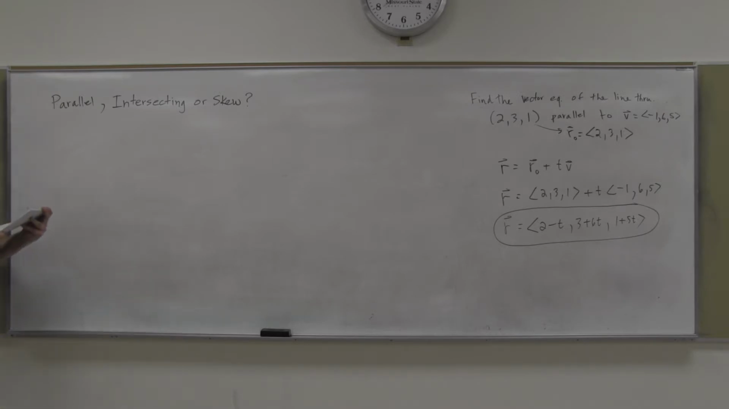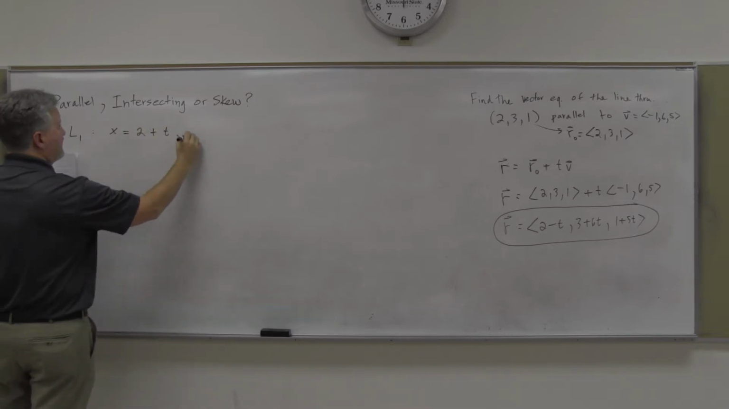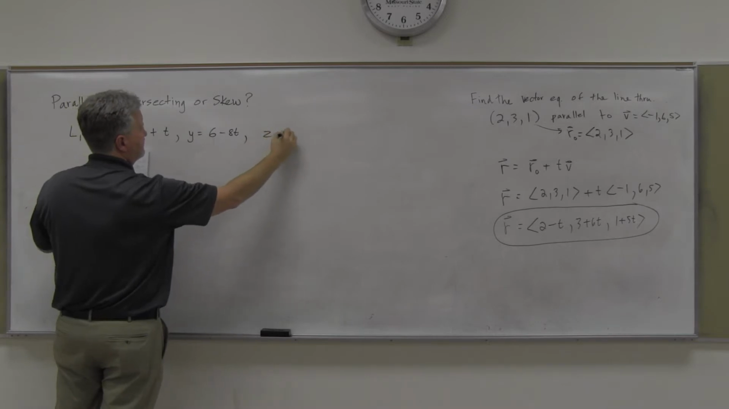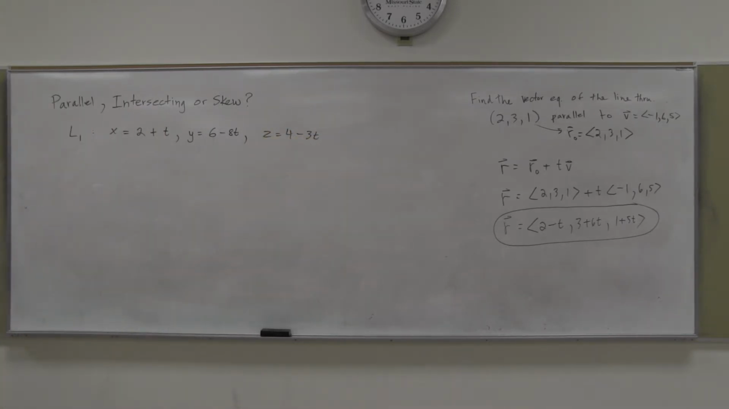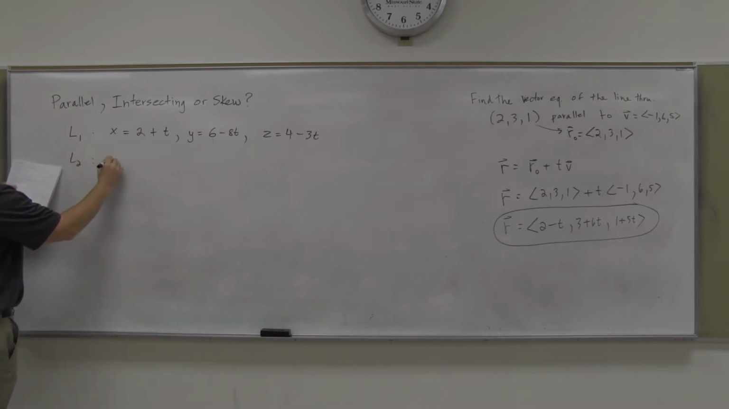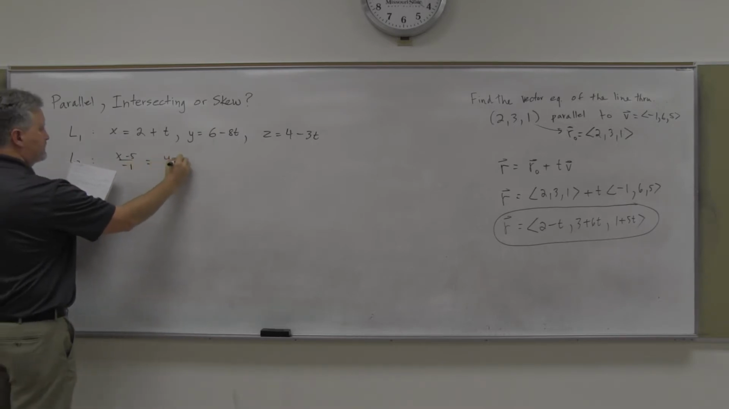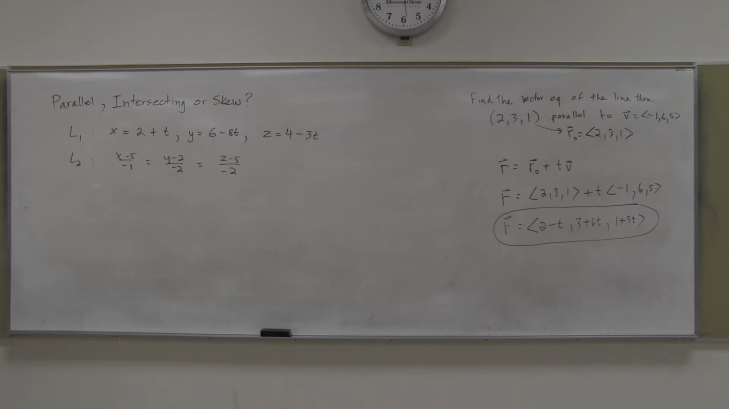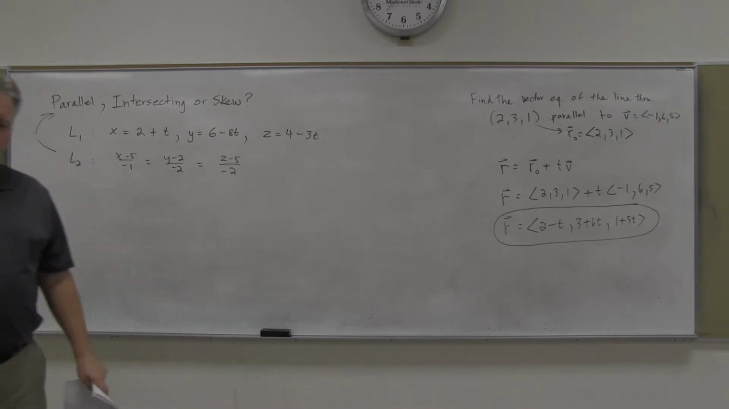So how do we determine which one we've got here? Well, let's say we've got 2 lines in 3 dimensions. Line 1: x equals 2 plus t, y equals 6 minus 8t, and z equals 4 minus 3t. And then line 2 is (x minus 5) over negative 1 equals (y minus 2) over negative 2 equals (z minus 5) over negative 2. So that's the question. Are those parallel? Are those intersecting? Or are those skew?